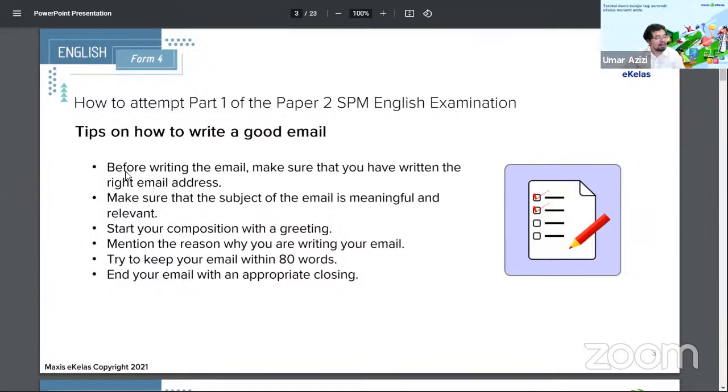One, before writing the email, make sure you have written the right email address, because after you've written it and it doesn't go to the person you intended it to, that's a waste and we wouldn't want that. So make sure the email is correct. Two, make sure that the subject of the email is meaningful and relevant. If not, why an email?